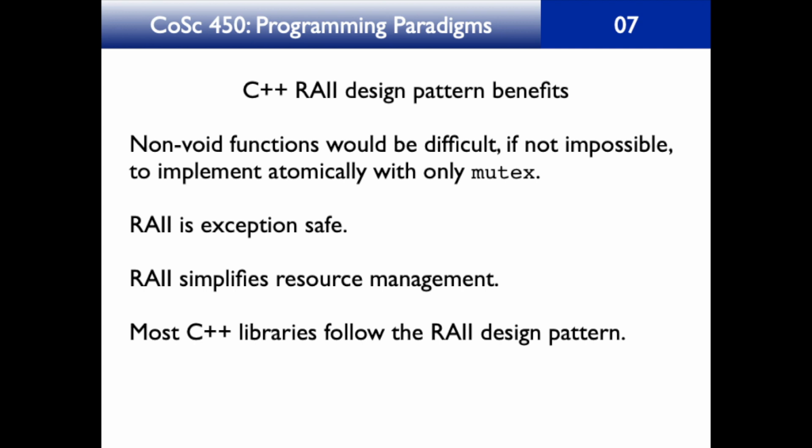Here are the benefits of the C++ RAII design pattern. First of all, non-void functions would be difficult, if not impossible, to implement atomically with only a mutex. Think about it. If the function is not void, then we have to return something. But then how do you unlock after you return? If you unlock and then return, then interleaving could happen between the unlock and the return statement. So this RAII design pattern solves that problem by having the guard do the locking and unlocking for us automatically.